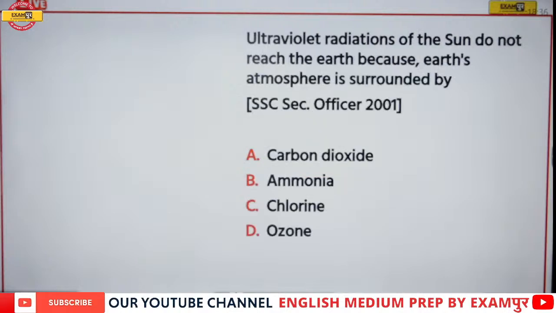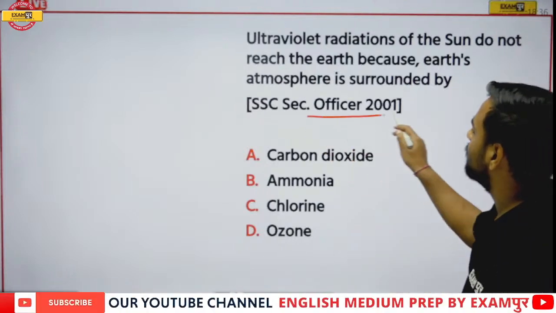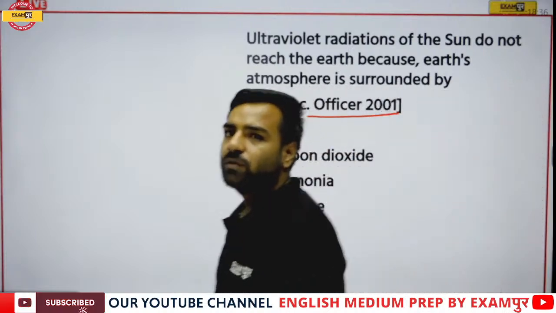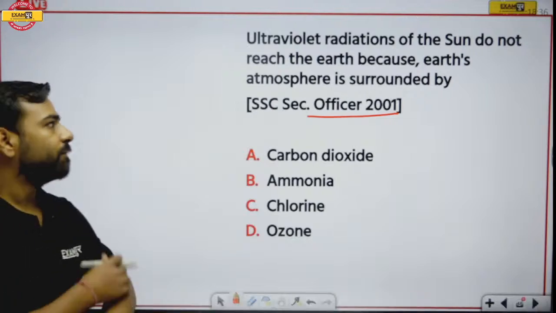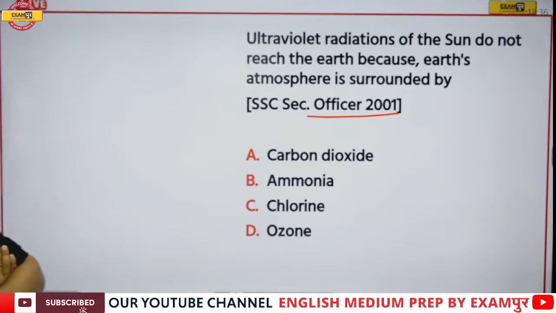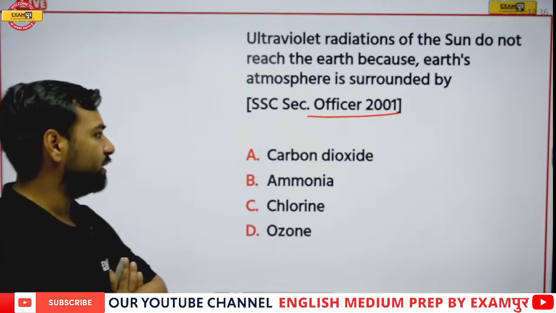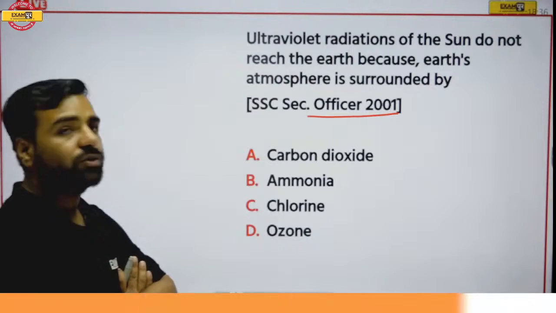Next, ultraviolet radiations of the sun do not reach the earth because Earth's atmosphere is surrounded by dash. This question is from SSC Section Officer 2001. So what is going to be the correct answer over here? Yes, waiting for the answer. Earth's atmosphere is surrounded by what? Is it carbon dioxide, ammonia, chlorine or ozone?